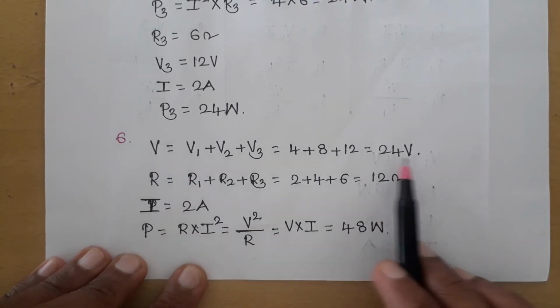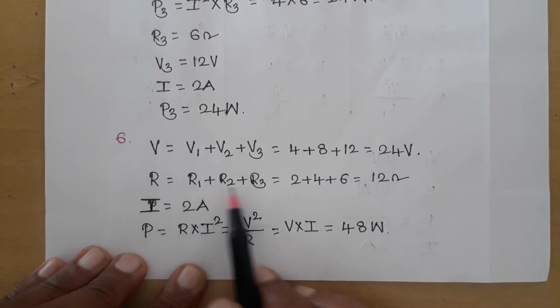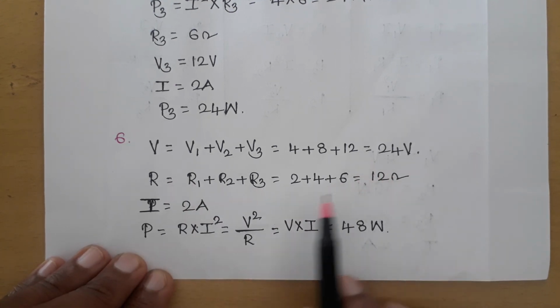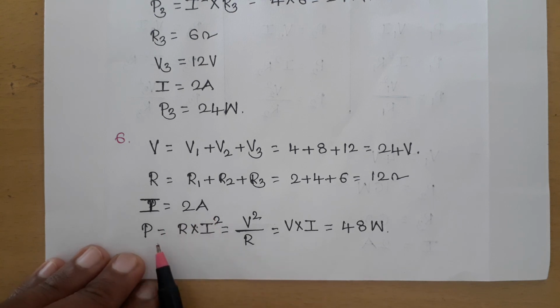So the total source voltage is 24 volts. All the elements can be replaced with one resistor whose value is 12 ohms. The current in the circuit is 2 amperes and the power given by the source is 48 watts.